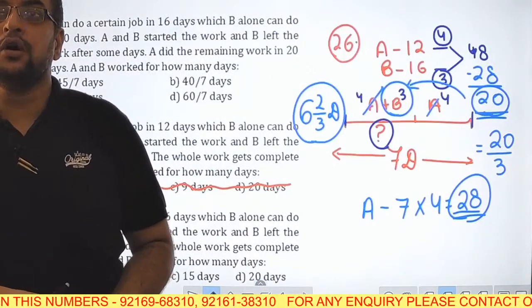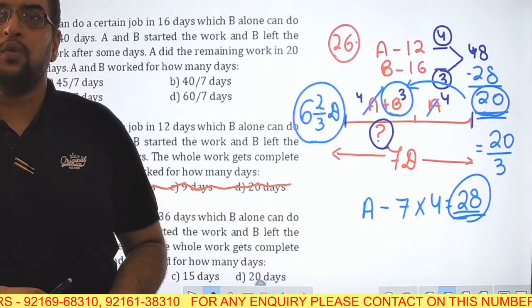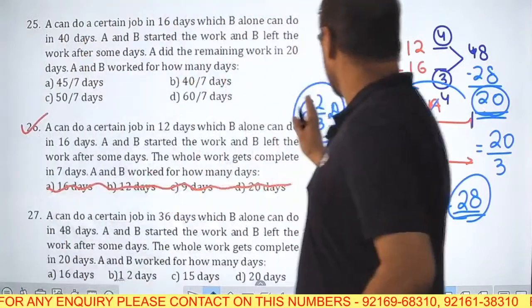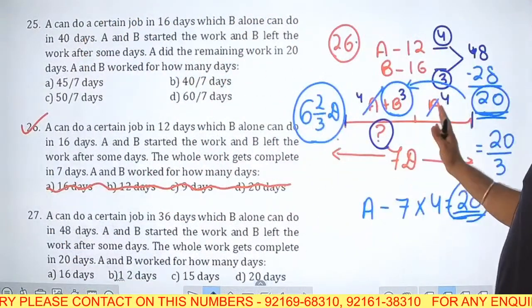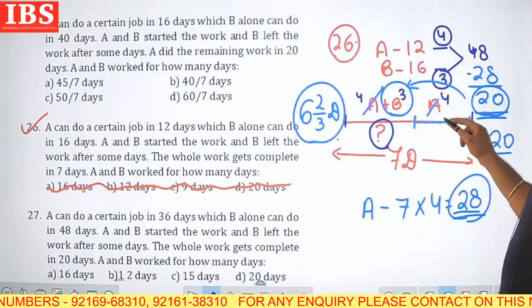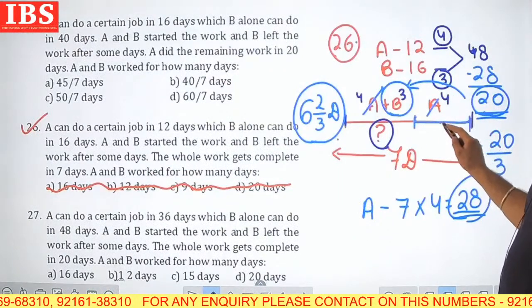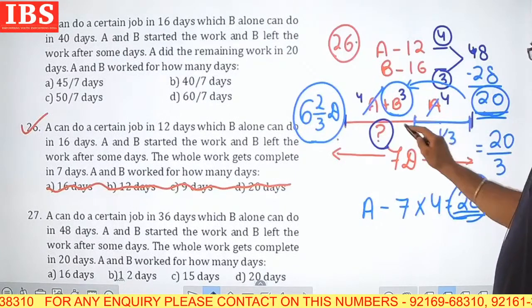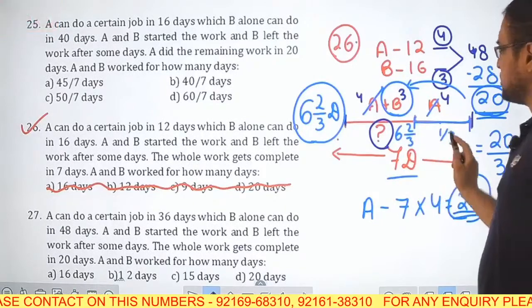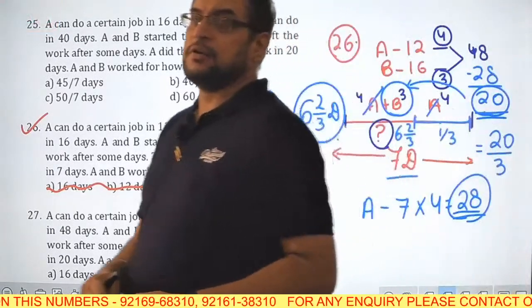So he was there for 2 by 3 days. That means A and B together were for 2 by 3 days, and for the next 1 by 3 days A was alone. So this was for 1 by 3 days and this was 2 by 3 days. So total will become 7 days, which is the right answer. Okay. So in this manner we will be able to solve such kind of question.